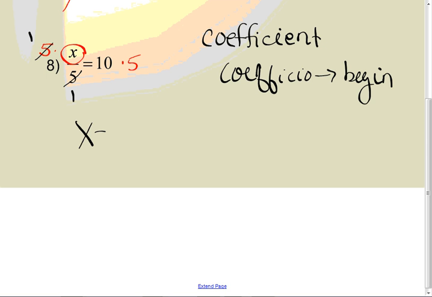So x is equal to, I want the number in front of x to become a 1. So I multiply by 5 so it does. And so x equals 50. You could do trial and error. You could try 5. 5 divided by 5 is 1. That doesn't work. Then you might try 10. Keep going. Eventually find it.